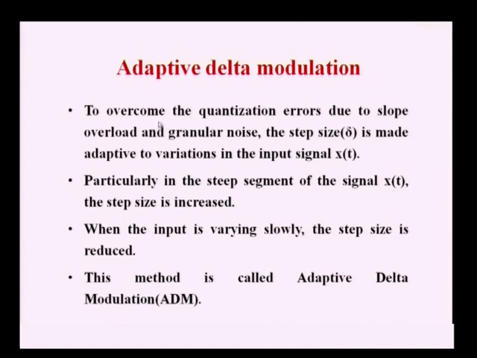To overcome the quantization error due to slope overload and granular noise, the step size is made adaptive. Particularly in the steep segment of the signal, the step size is increased, and when the input is varying slowly, the step size is reduced. This can be done automatically using an adaptive circuit in the delta modulator.